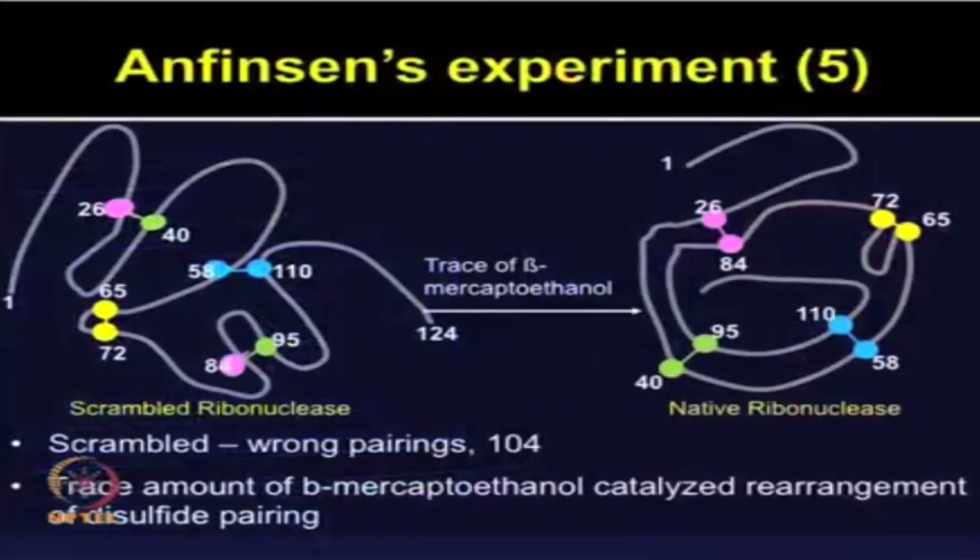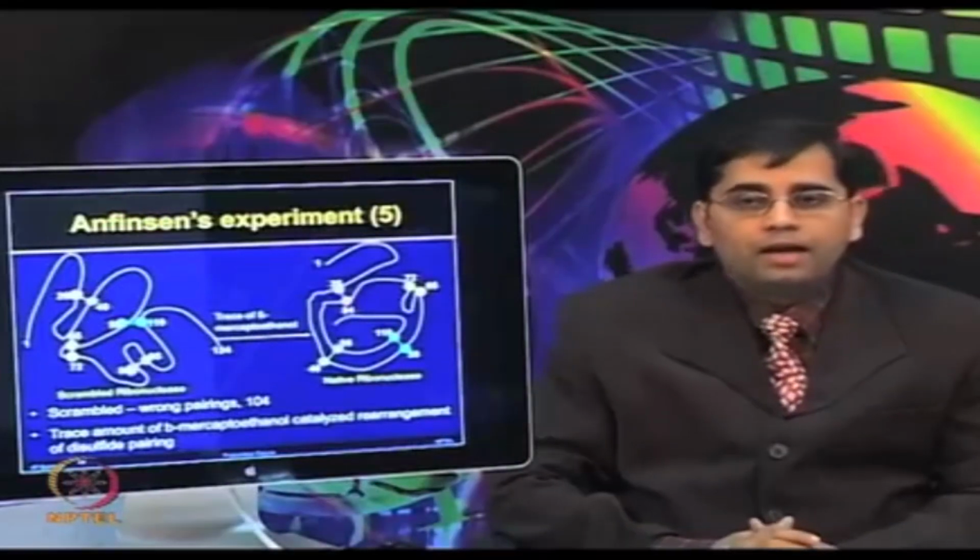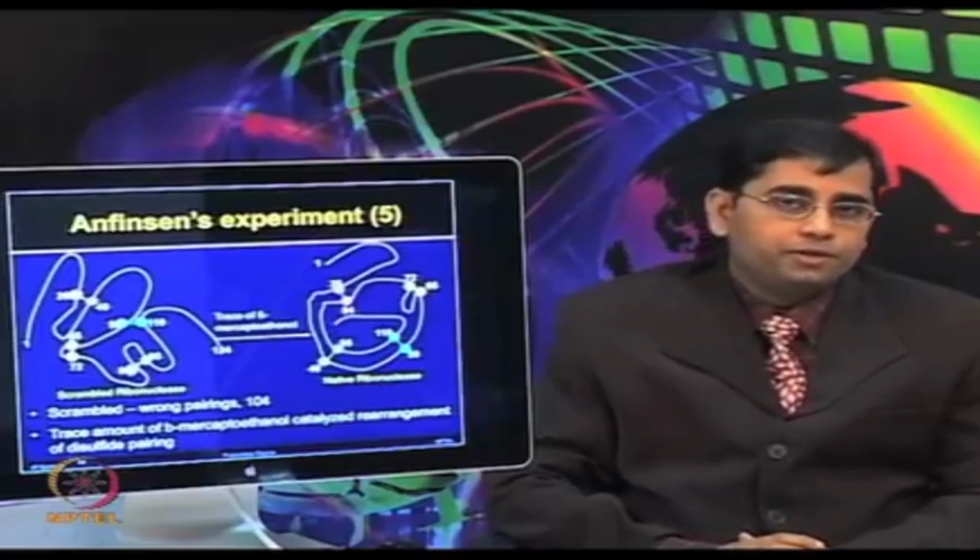Now, this figure shows that in the presence of a trace amount of beta mercaptoethanol and complete removal of the denaturant urea, the refolding of ribonuclease was accurate, and 4 intra-chain disulfide bonds were reformed in the same positions where they were expected in the native ribonuclease. A random distribution of disulfide bonds was obtained when denaturants were used, as you can see in the scrambled state, which indicates that weak bonding interactions were required for the correct positioning of disulfide bonds to achieve the native conformation.